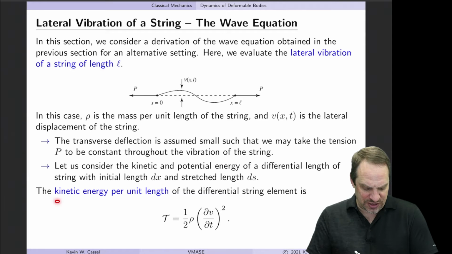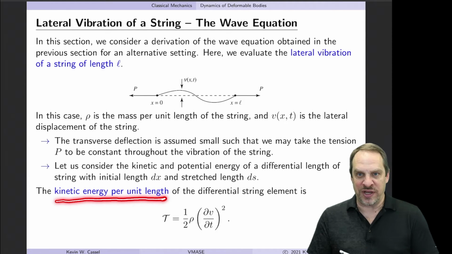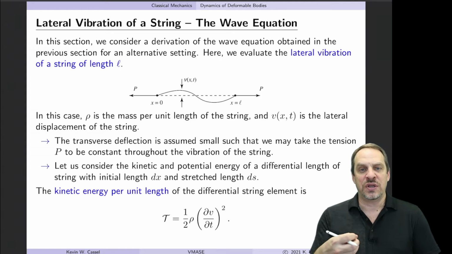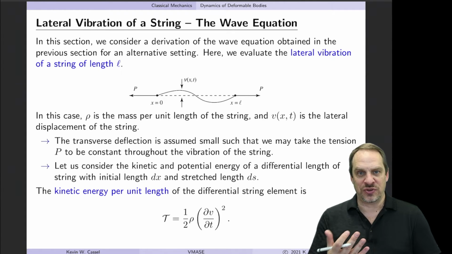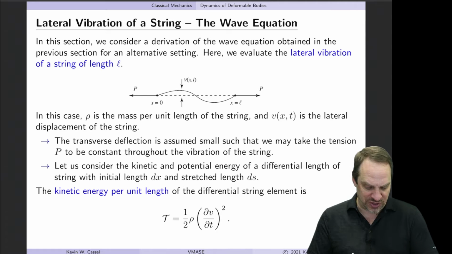So let's look at the kinetic and the potential energy now per unit length. Remember, in these continuous problems, the T's and the V's and the L's, in fact, are per unit length, per unit area, or per unit volume, depending on whether it's 1, 2, or 3-dimensional. So in this case, it's 1-dimensional, so it's per unit length. So it's a script T.